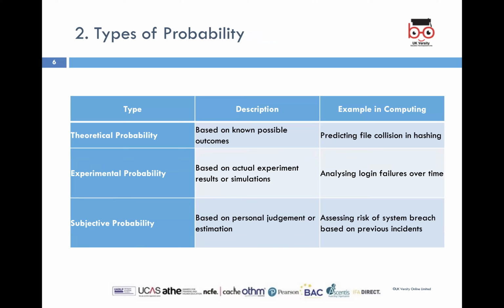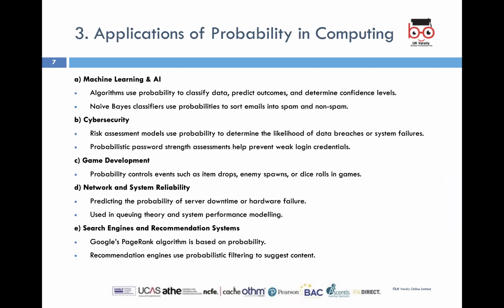So the types of probability I explained here: theoretical probability, as spoken about before, based on known possible outcomes. Experimental probability, based on actual experiment results or simulations. Subjective probability, based on personal judgment or estimation. An example of the first one is predicting file collision in hashing. The second one is analyzing login failures over time. And the last one is assessing risk of system breach based on previous incidents.